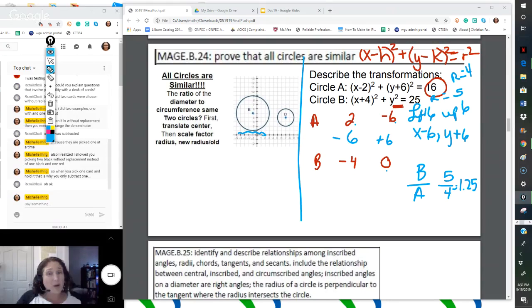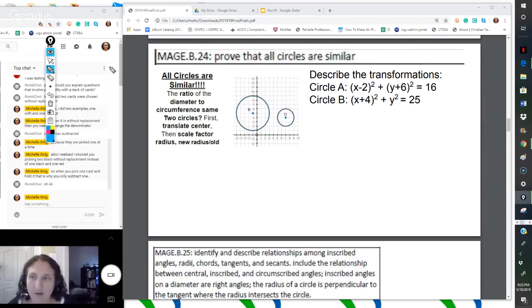So this one is a good example of what you could see for a DOK2 because it's testing 2 skills. It's testing, do you know how to find the equation of circles? Do you know how to find scale factors? Do you know all circles are similar? So here we go. Next.